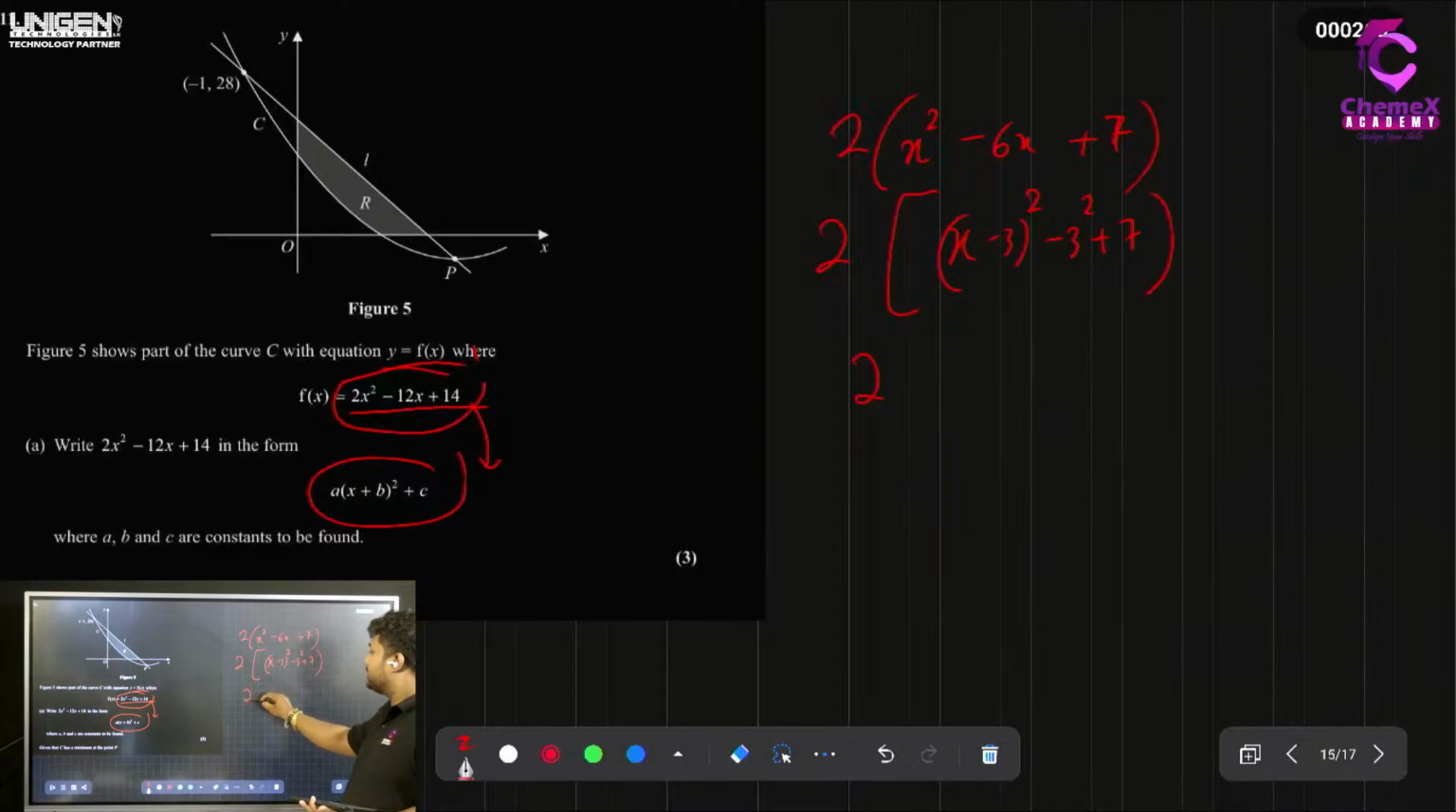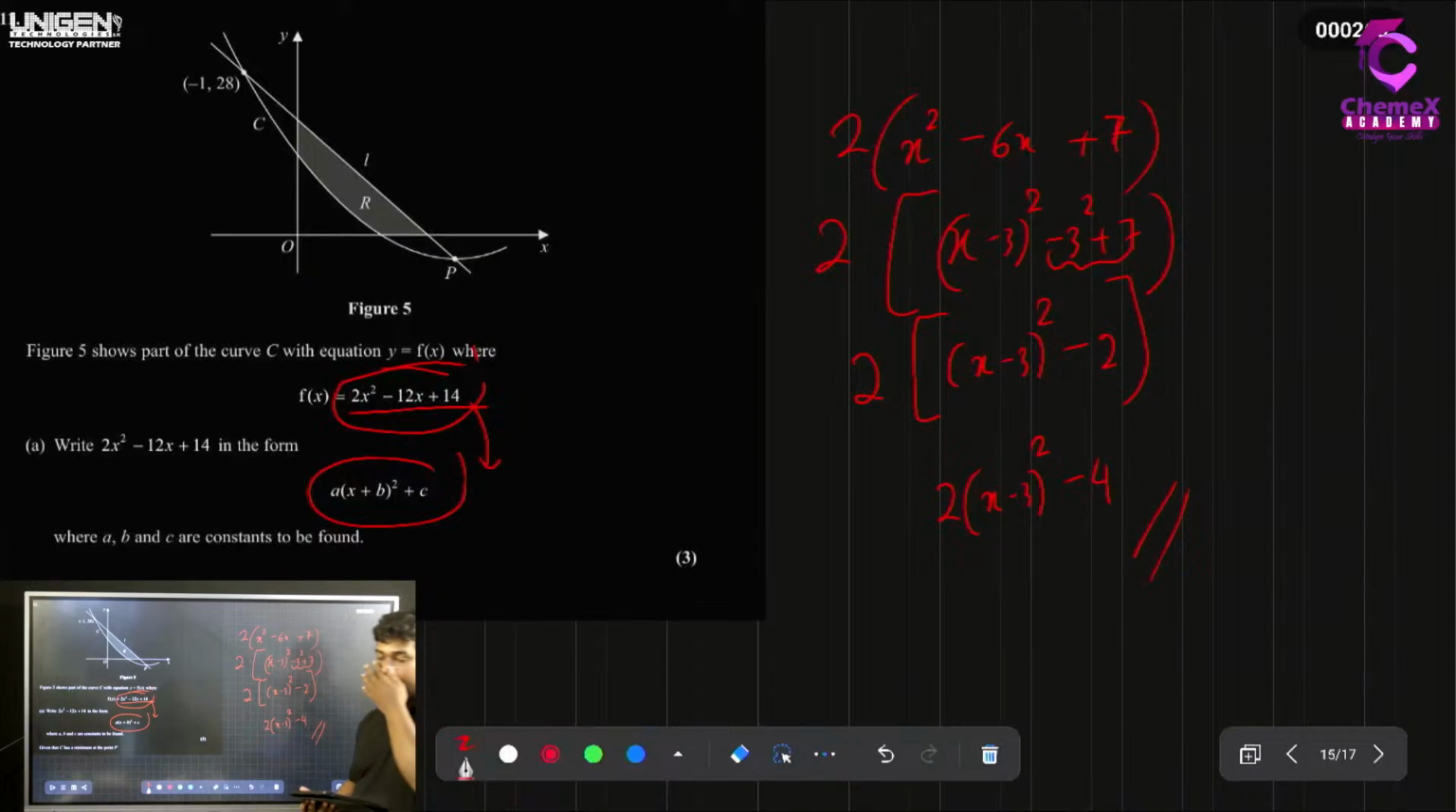If you don't understand, ask. I hope you can remember what completing the square is. So minus 9 plus 7 is what? Minus 2. Then 2 times (x minus 3) squared minus 4. Is there anything that is not clear to you? Didn't you understand up to here? This is a rule.